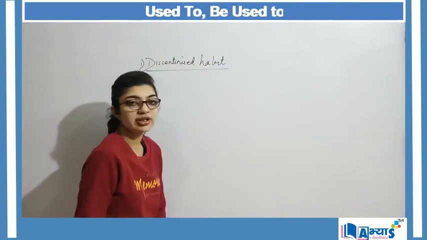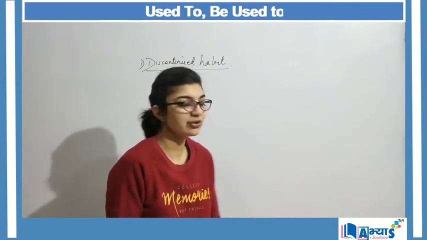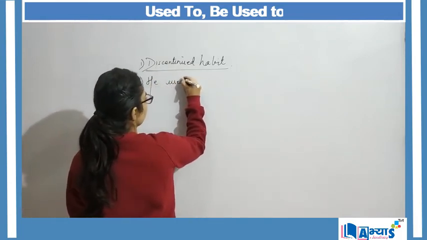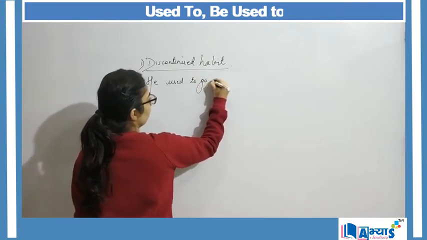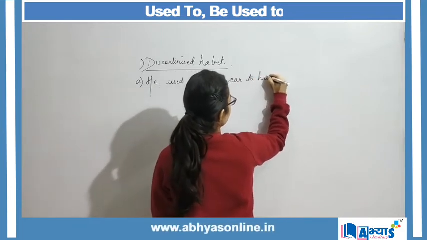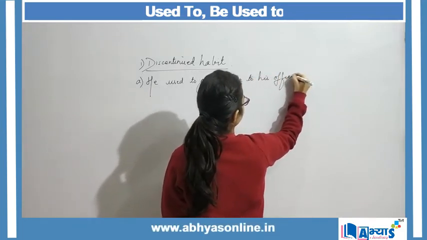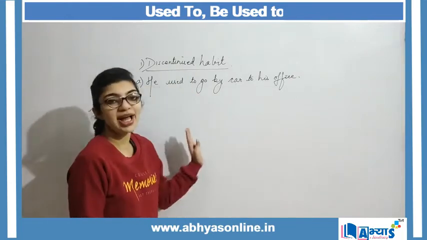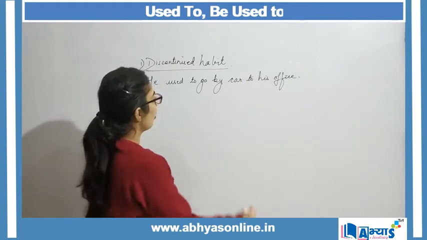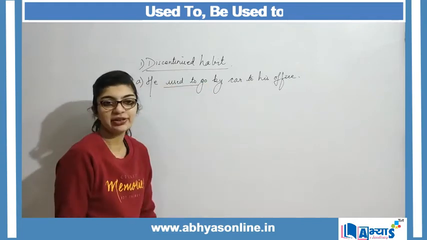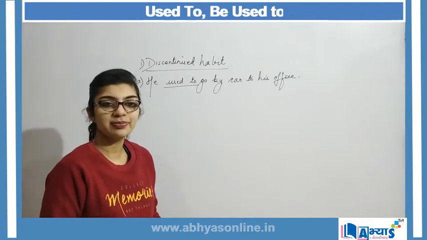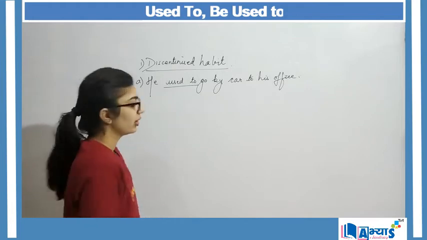An example of a discontinued habit where "used to" can be used is: he used to go by car to his office. Now this was the habit, that he used to go by car to his office. So "used to" is used here, and this is a habit that whenever he went to the office, he went by car. So that becomes his habit.